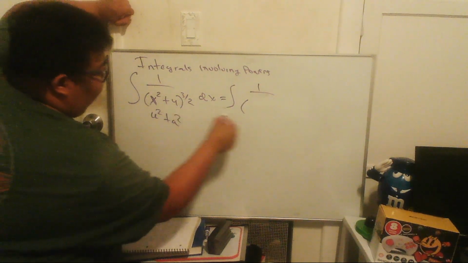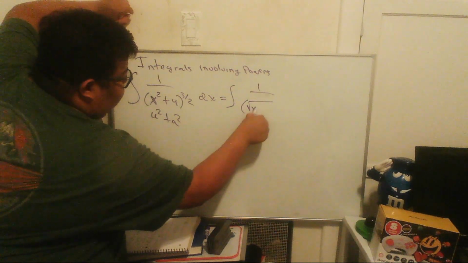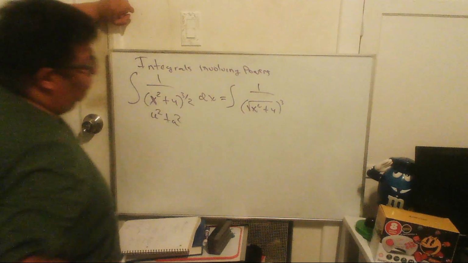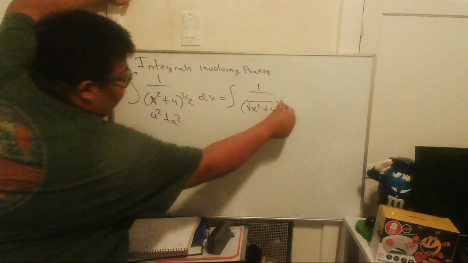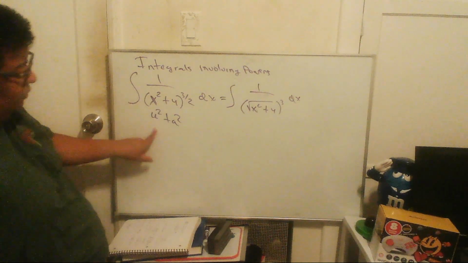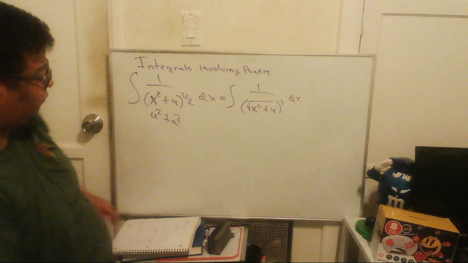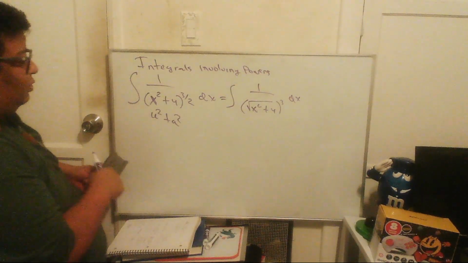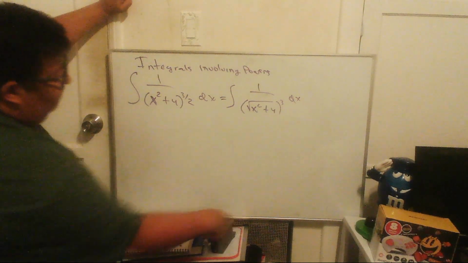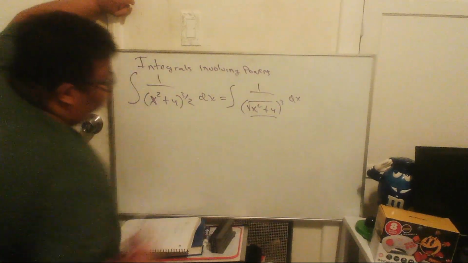I'm gonna pull out a 1/2 power as a 3, and inside I'm gonna leave x squared plus 4, and then on the outside I'm gonna put 3, dx. Now this looks like the other integrals that I've been solving, so we're gonna use that same technique. Remember, when you have these radicals, concentrate on the radical.